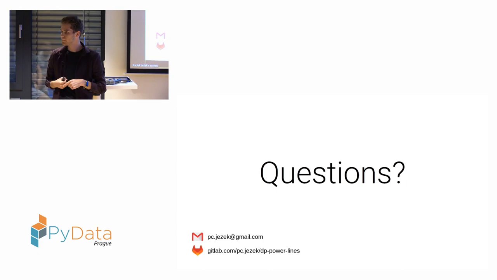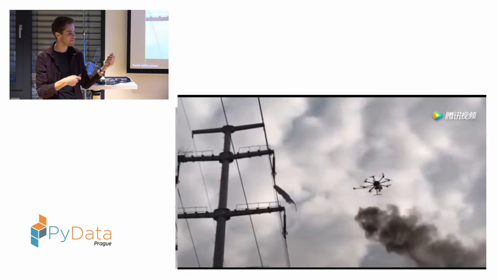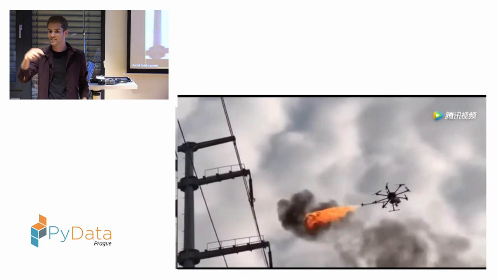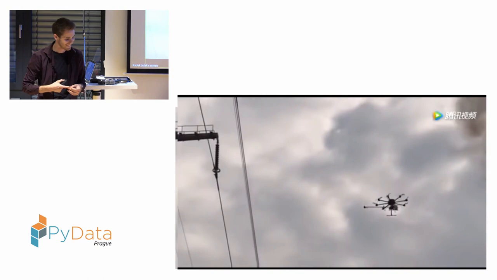Okay, well, I have one bonus video for you. This is somewhat related, but I actually found a drone that has a flamethrower that burns the stuff down from the power lines. So now you know all of this can be automated and it can fly on its own. So if you are not afraid of AI, now you should be. So birds sitting on the wire, for example.